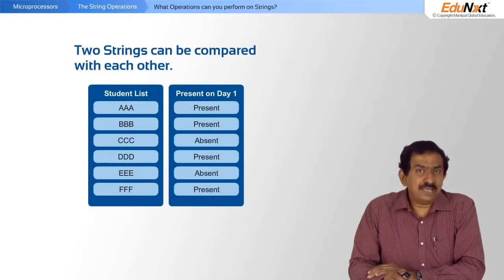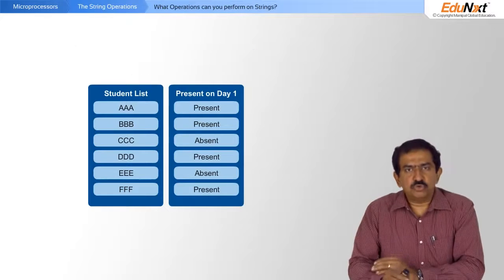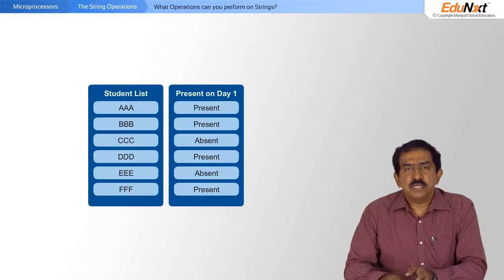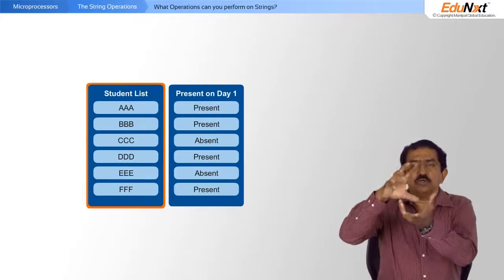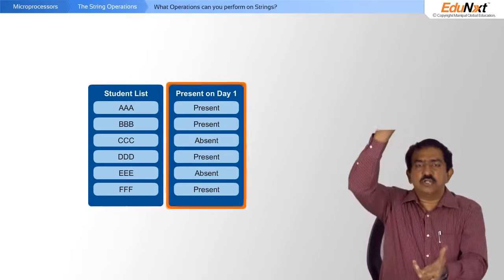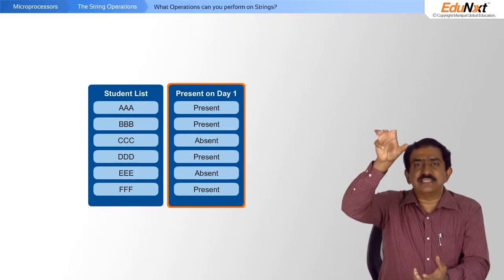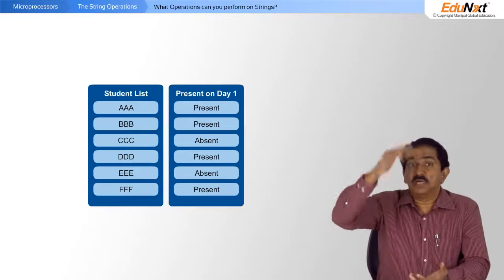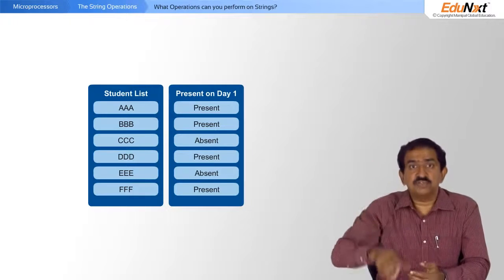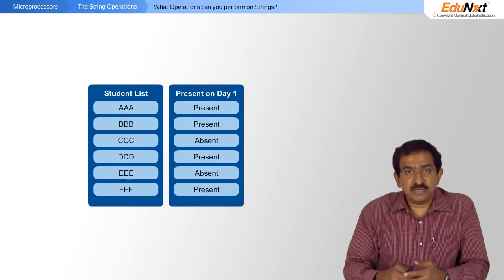You can also compare two strings with each other. What you're really doing is, let's say in one area you have the list of all the students, and then you have a list of all the students who are present in the class on one day. Is it the same list? Are all the students really present? It can be done automatically.